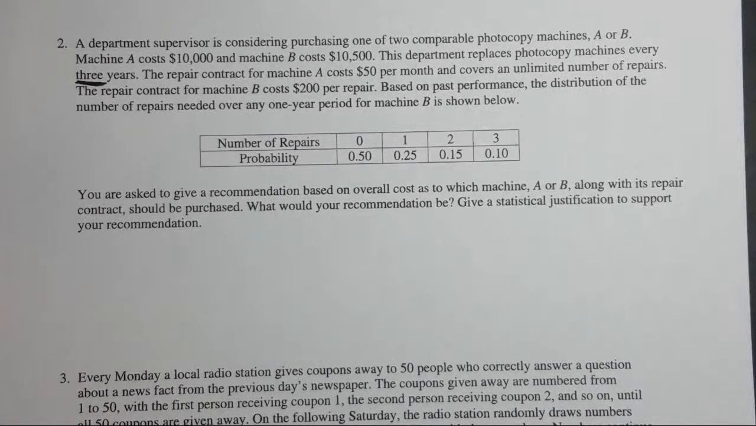The repair contract for machine B costs $200 per repair. Based on past performance, the distribution of the number of repairs needed over any 1-year period for machine B is shown below. You are asked to give a recommendation based on overall cost as to which machine, A or B, along with its repair contract, should be purchased. What would your recommendation be? Give a statistical justification to support your recommendation.